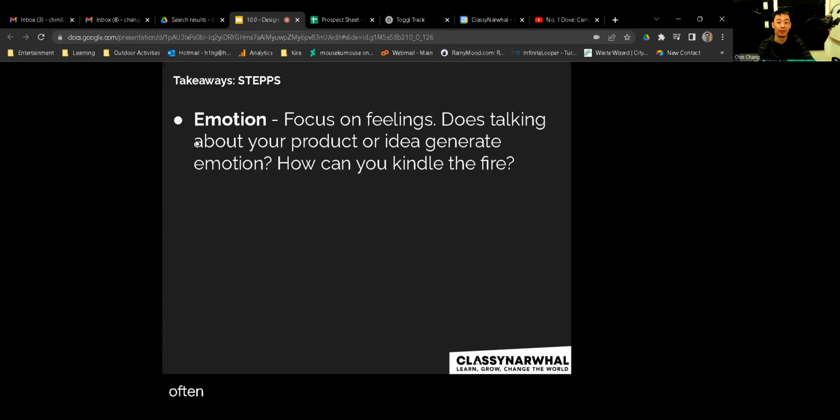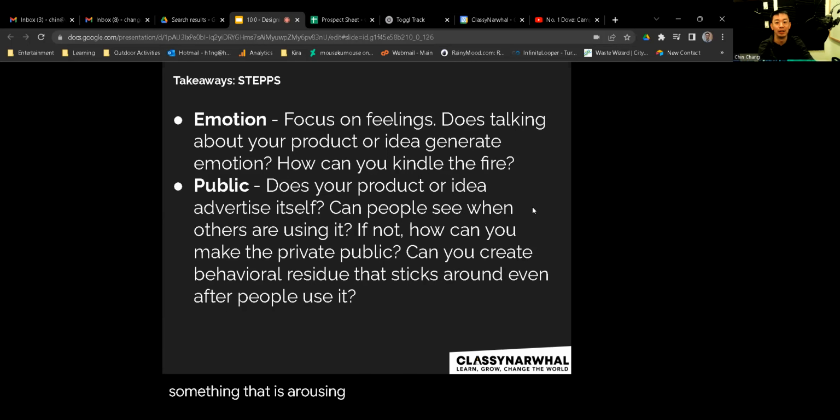Emotion, focus on feelings. What kind of emotions do you generate? How can you kindle that fire? Can you get something that is arousing, right? Public, how can you make your product or idea advertise itself? Can people see when other people are using it? If not, how can you make private behavior public? Can you create behavioral residue?